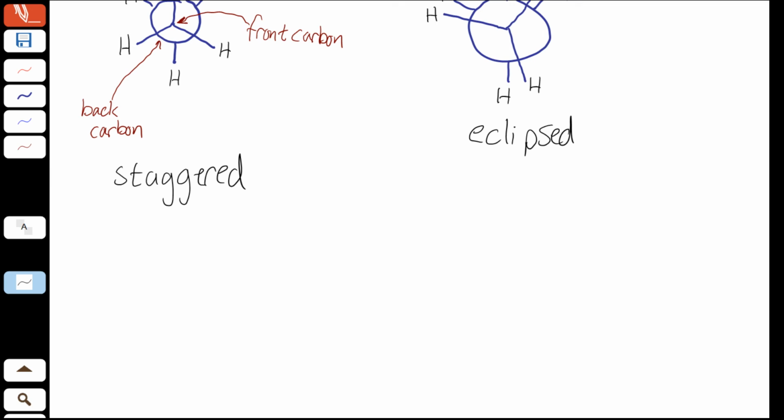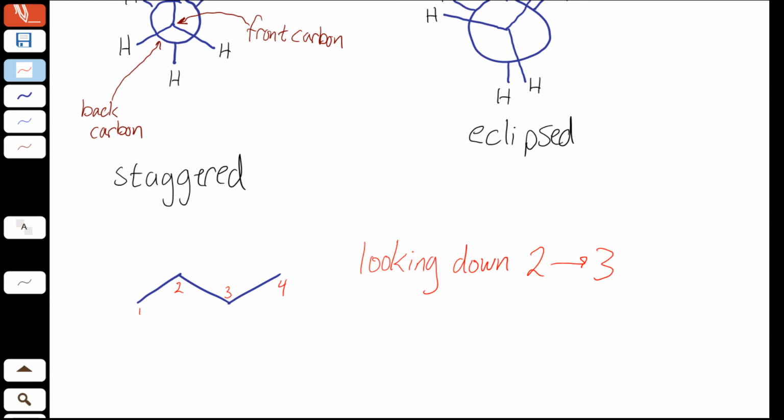So if we look at a butane like this, here's our butane structure. 1, 2, 3, 4. And we want to draw a Newman projection looking down from carbon 2 to 3. So that's going to be this direction. So 2 is our front carbon, and 3 is our back carbon.